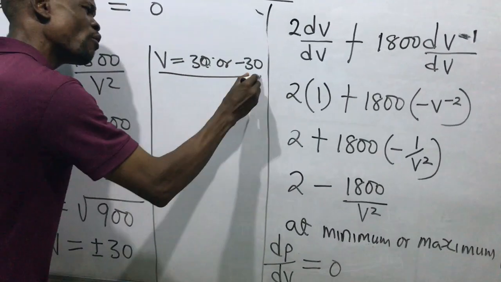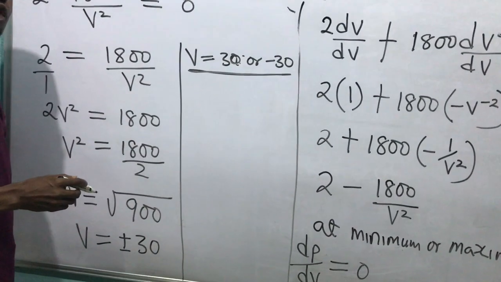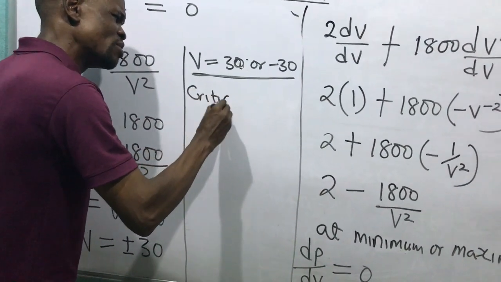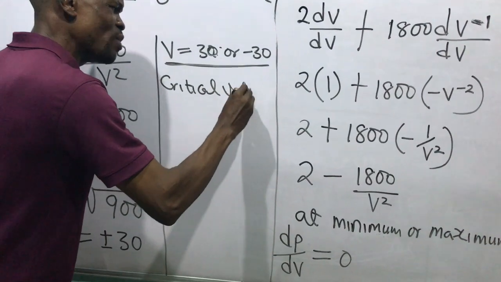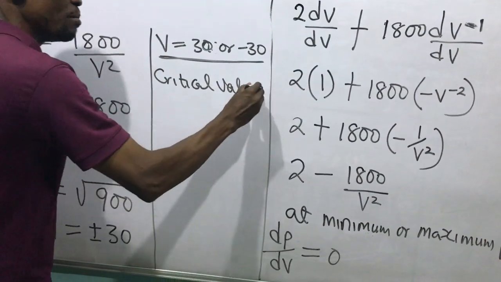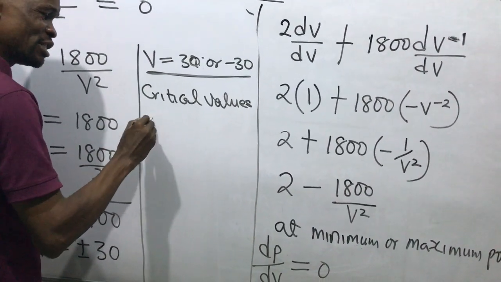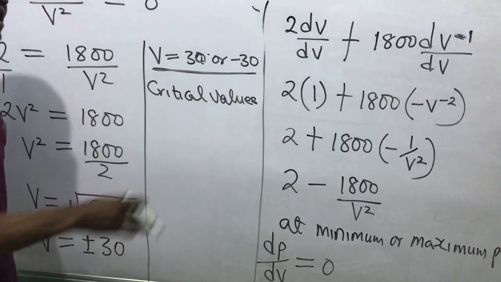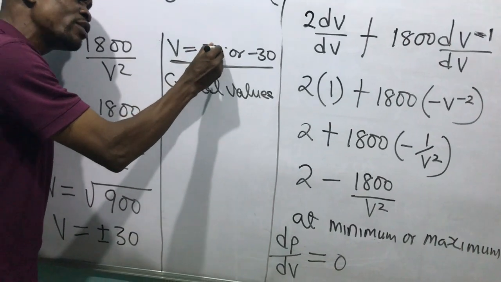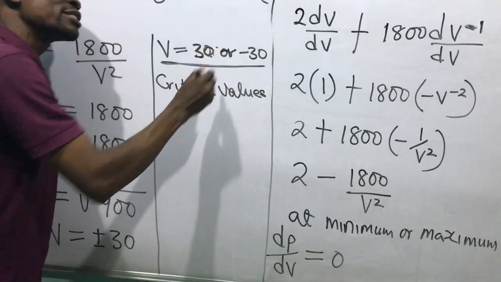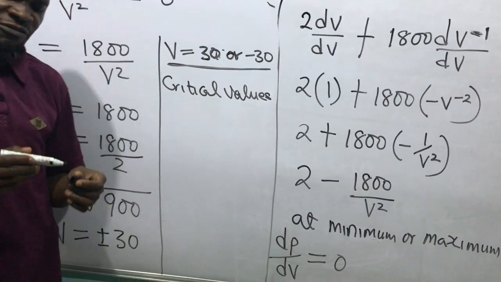And this value of v is what we'll call critical value. That's the value at minimum or maximum point. We'll call it critical value. The critical value is 2 in number. Since this critical value is 2 in number, we are going to use what we call second derivative test.